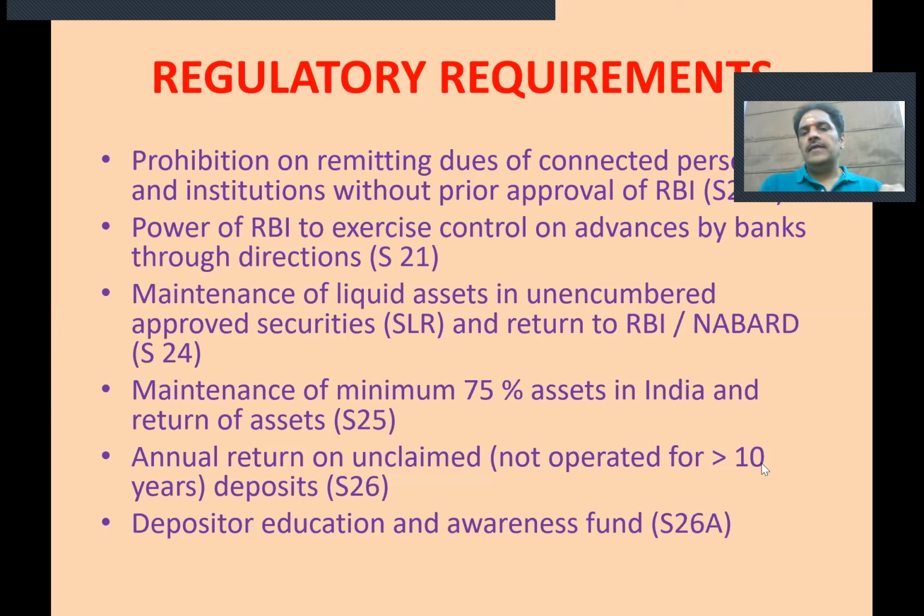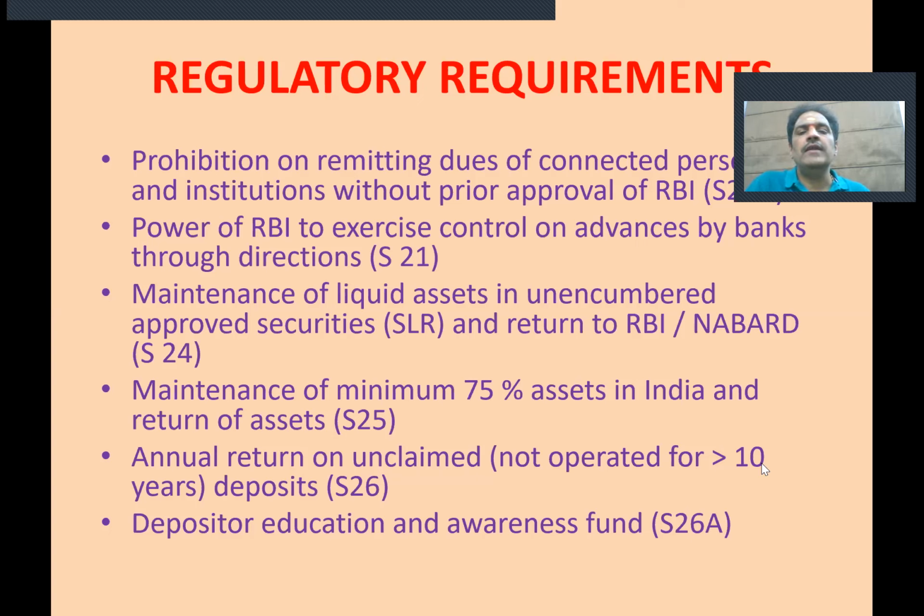Then, because directors and entities where directors have interest should not be siphoning off money in the form of having a loan, and then the company saying that instead of 100 rupees you pay 50 rupees and your dues will be remitted, there is a prohibition on remitting dues of connected persons. That prohibition is there under section 28. They cannot do it without the approval of Reserve Bank of India.